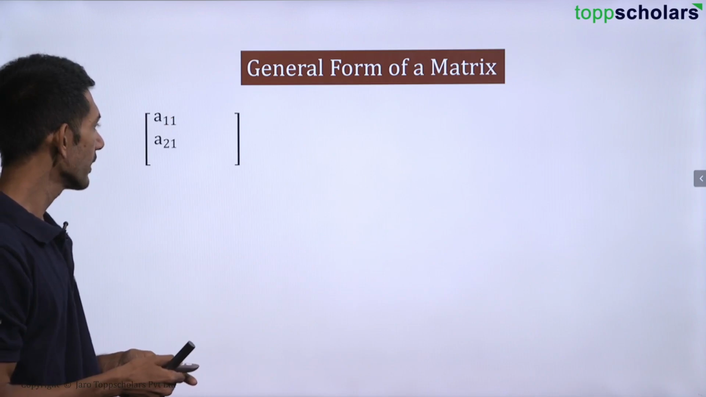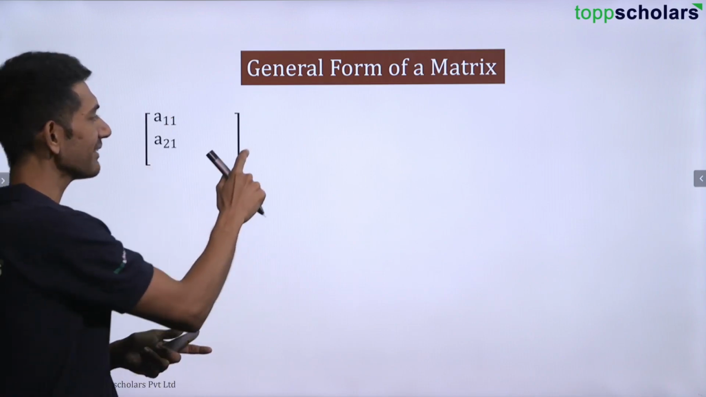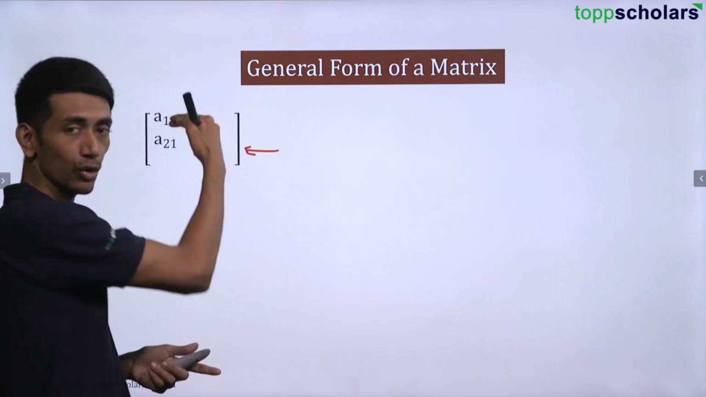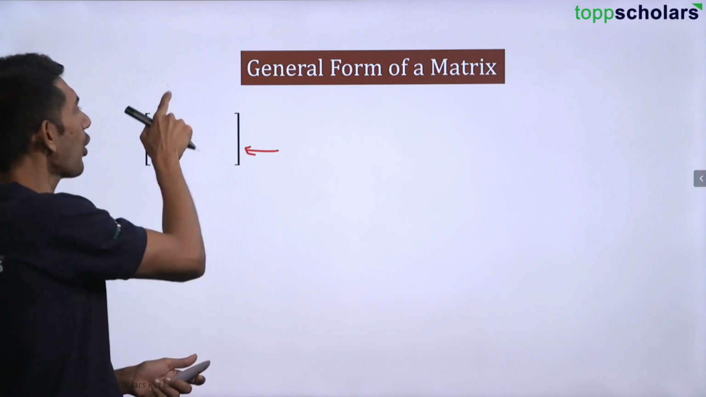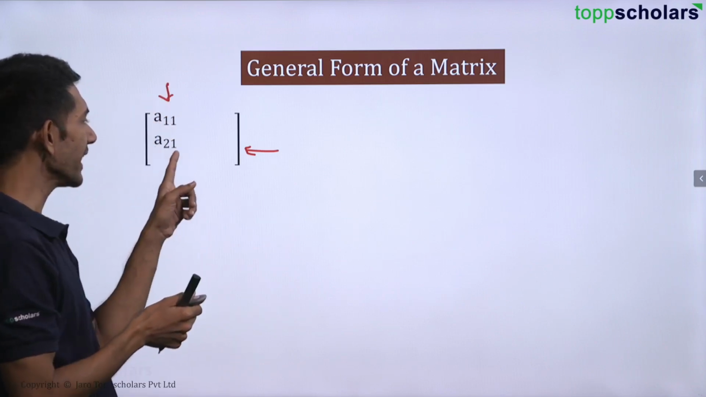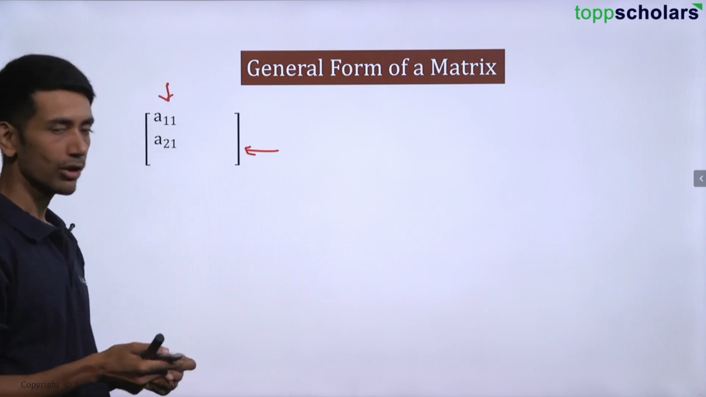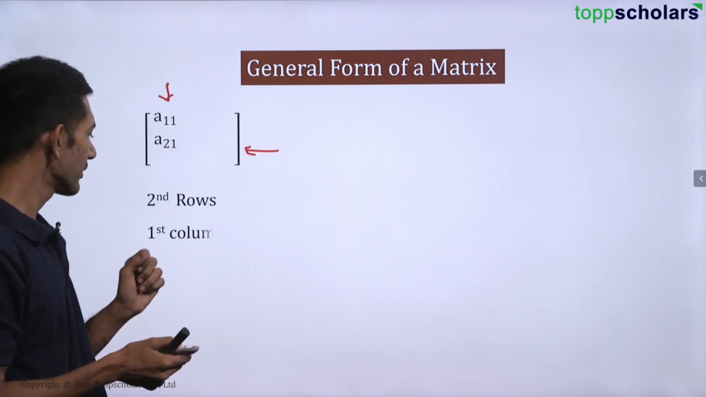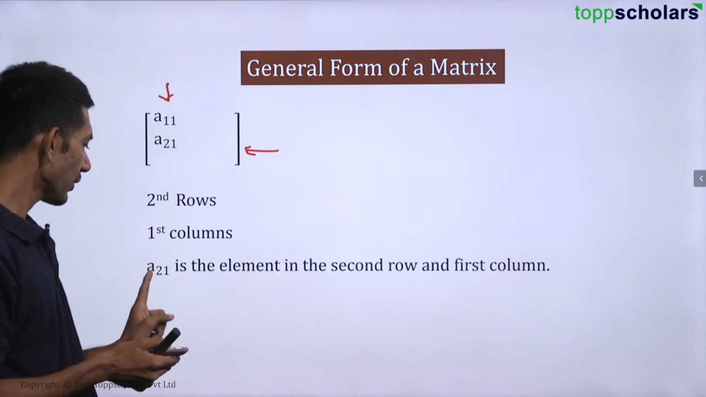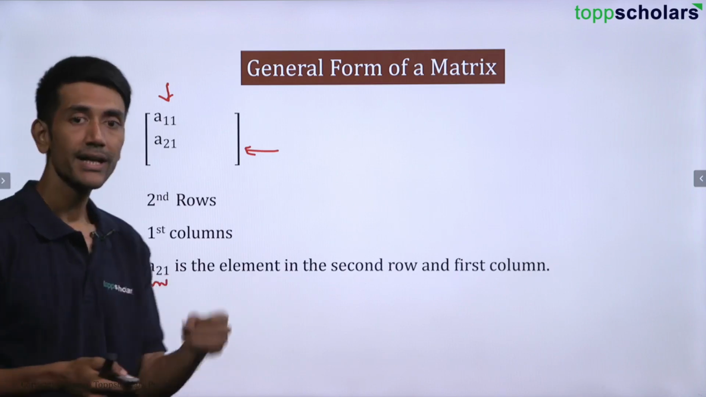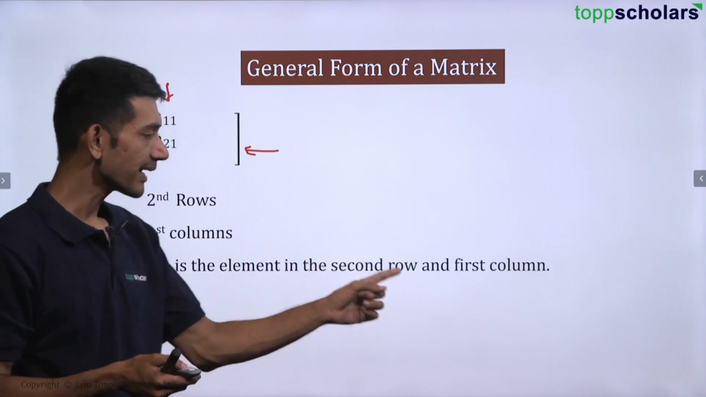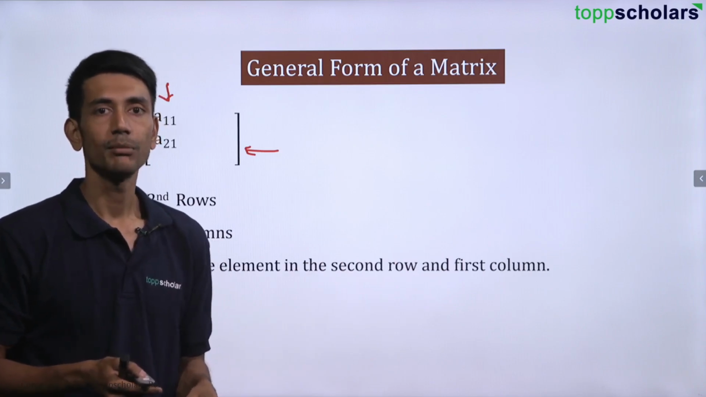Similarly, if I talk about this, can I say this is the second row? The row got changed. But can I say the column is the same? So that is why it is A21. Second row, first column. So A21 is the element in the second row and first column, right?